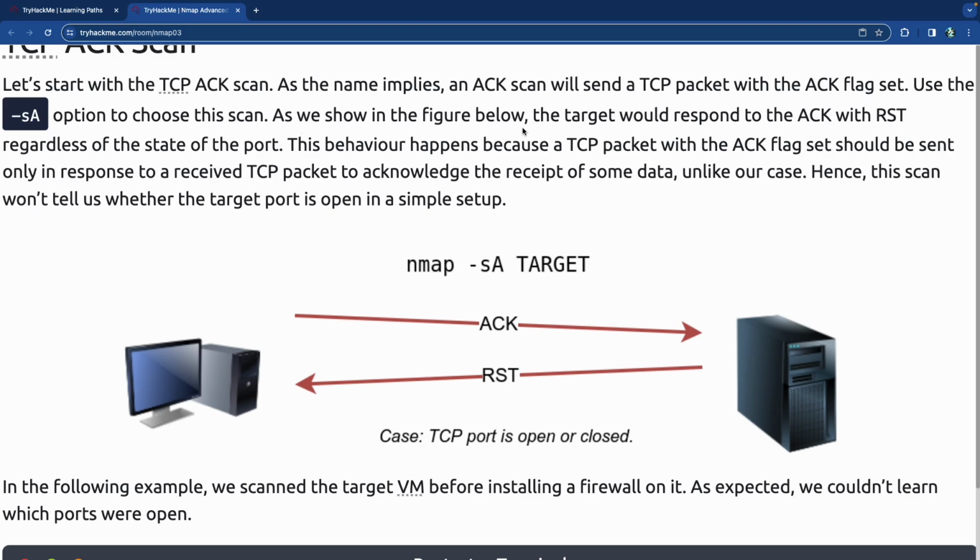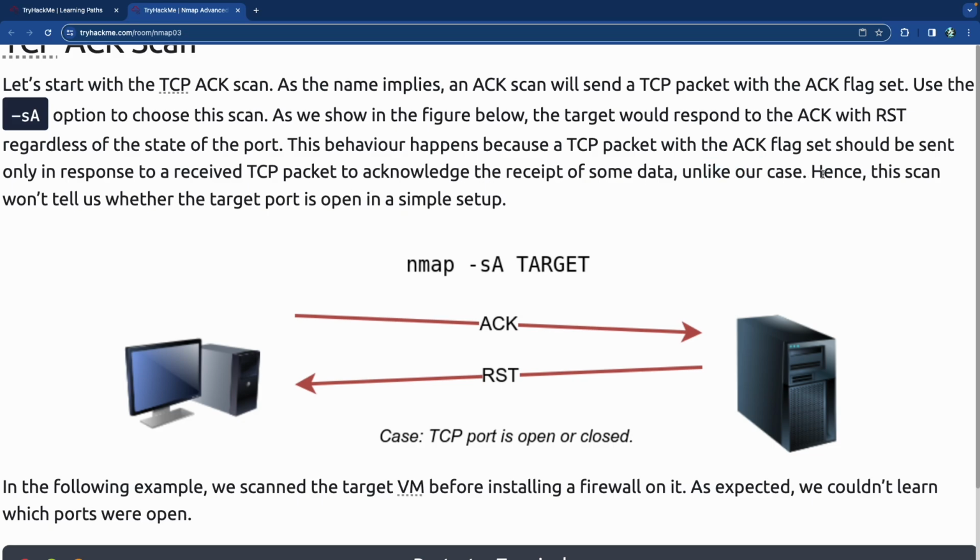As we show in the figure below, the target will respond with a RST regardless of the state of the port. This behavior happens because a TCP packet with acknowledge should be sent only in response to a received TCP packet, to acknowledge some data. So typically, you would first send the SYN, and then the target would send SYN-ACK, and then you would send back ACK. So it's kind of the last step of a TCP handshake, right?